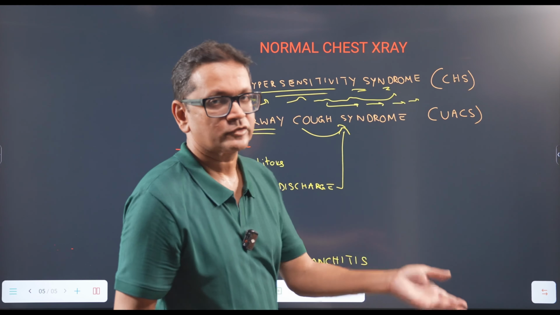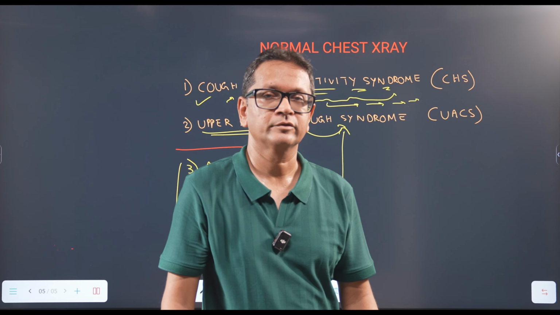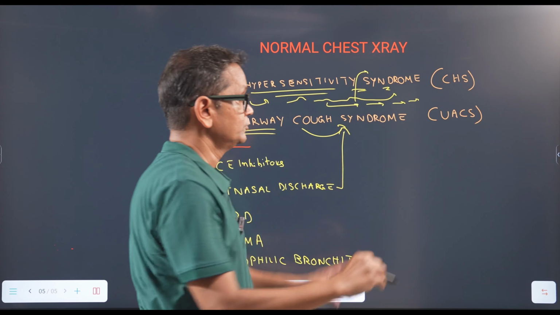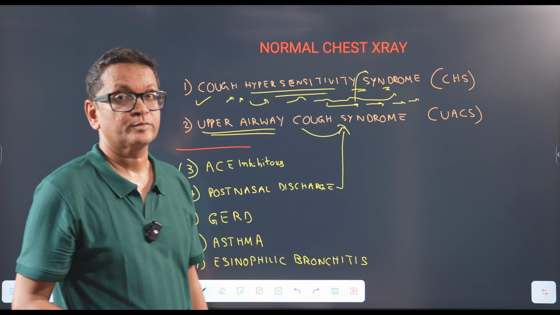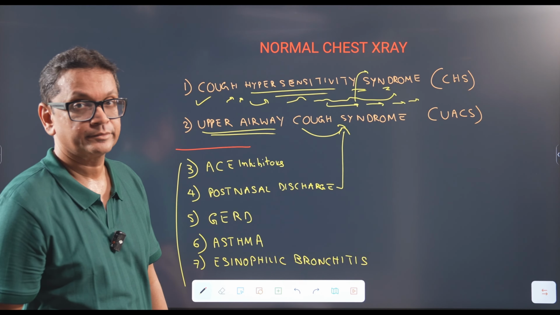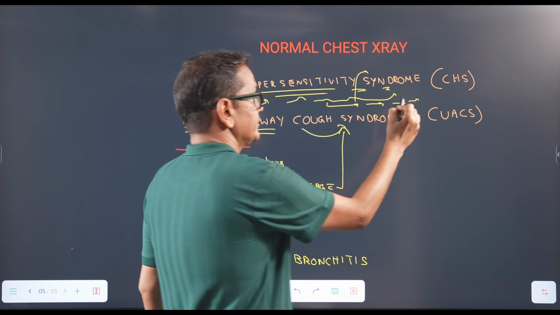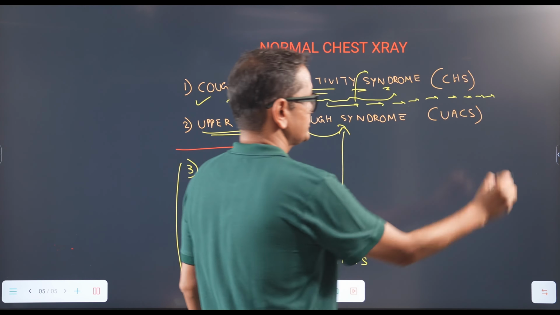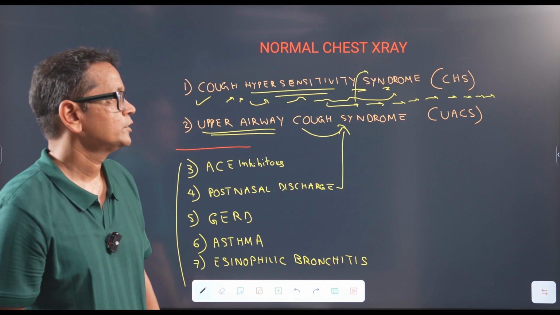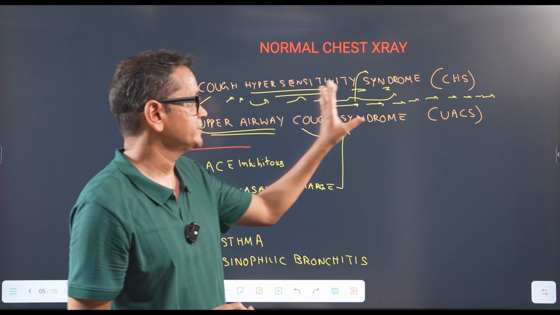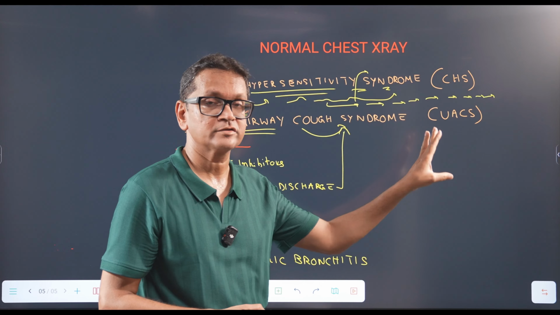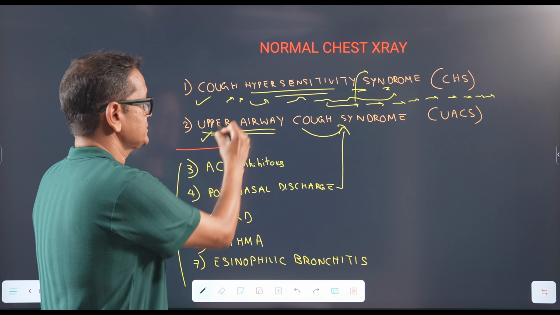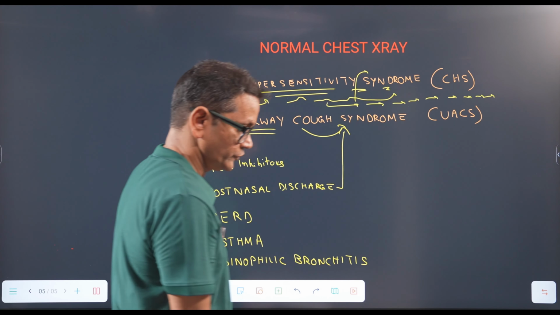It can be continuous cough or intermittent cough. So those receptors, they become super sensitized and patient would continue to cough over months together. This is known as cough hypersensitivity syndrome, most probably because of the air pollution. Second one is upper airway cough syndrome, UACS.